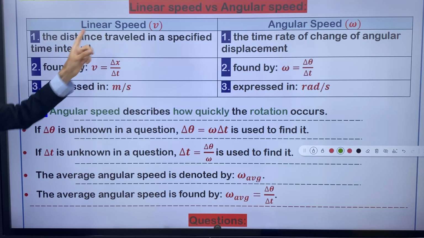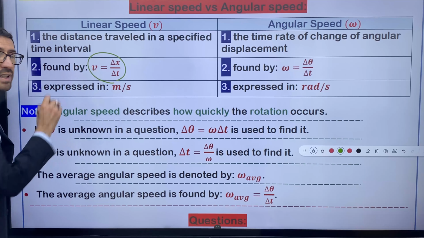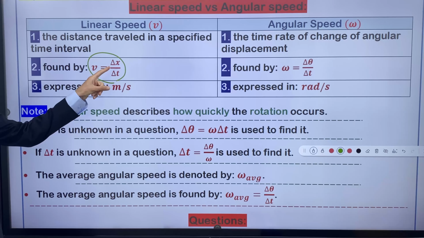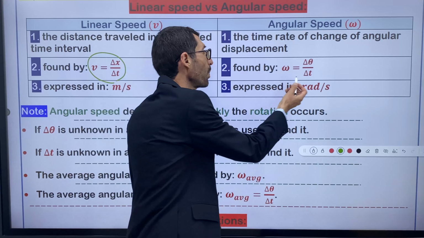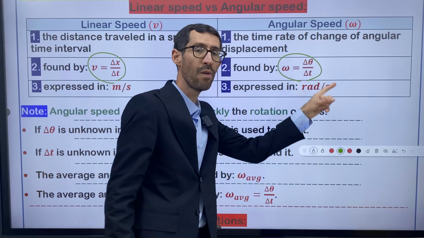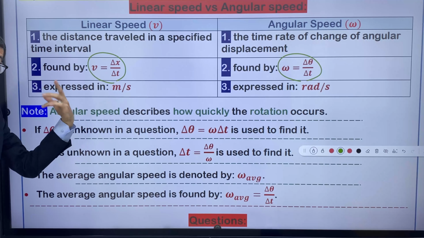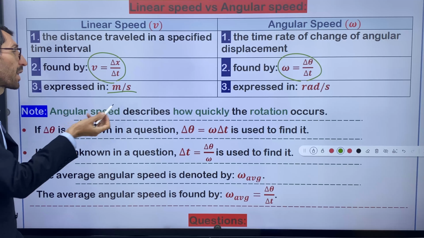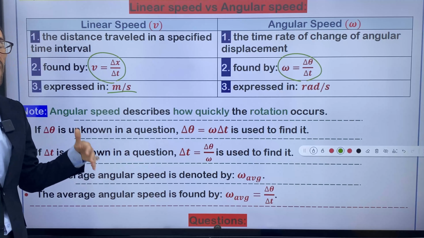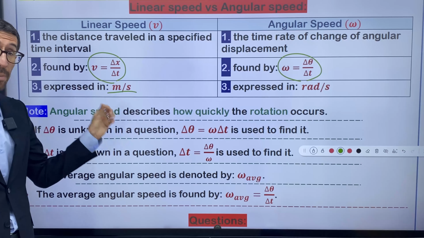Number 2, linear speed is found by this equation: V is equal to delta x over delta t, the time rate of change in linear displacement. Angular speed, or omega, is found by this equation, the time rate of change of angular displacement, not linear displacement. Linear speed V is measured in meters per second. Of course, in SI, because we have centimeters per second and kilometers per hour, but they are not accepted in SI. Only this one is valid in SI, meters per second.